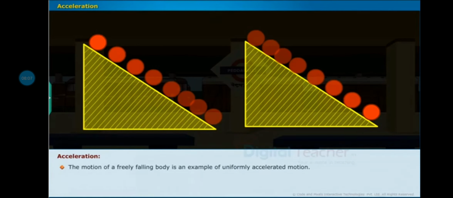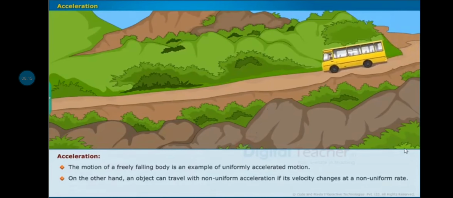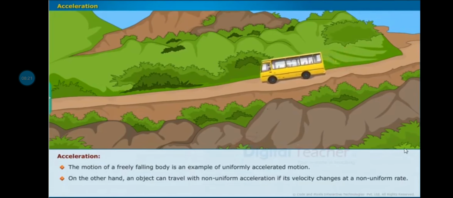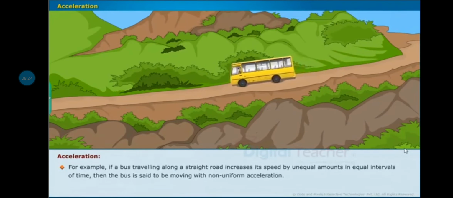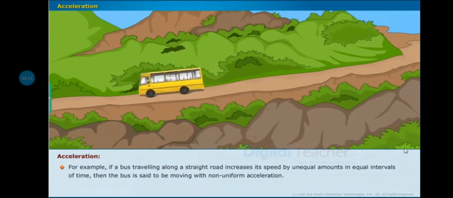The motion of a freely falling body is an example of uniformly accelerated motion. If you throw a ball from a building, it is an example of uniformly accelerated motion. On the other hand, an object can travel with non-uniform acceleration if its velocity changes unequally. For example, if a bus traveling along a straight road increases its speed by unequal amounts in equal intervals of time, then the bus is said to be moving with non-uniform acceleration. Suppose sometimes it accelerates by 20 and sometimes by 10, meaning the acceleration is changing even in equal intervals of time. This is said to be non-uniform acceleration.